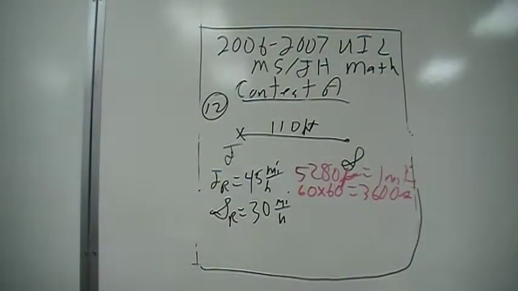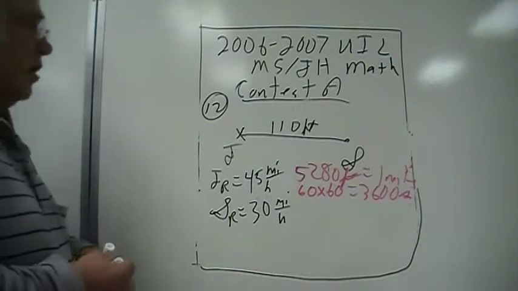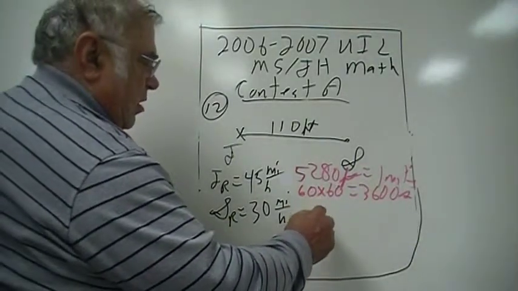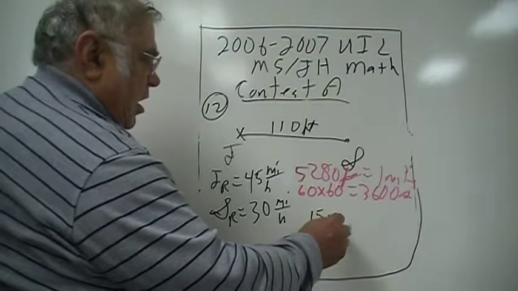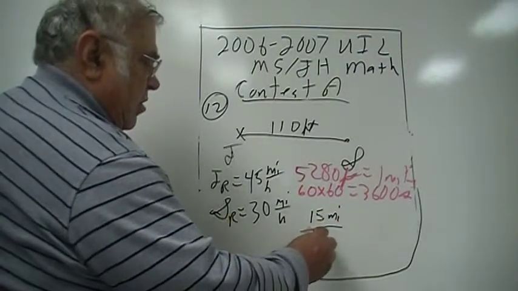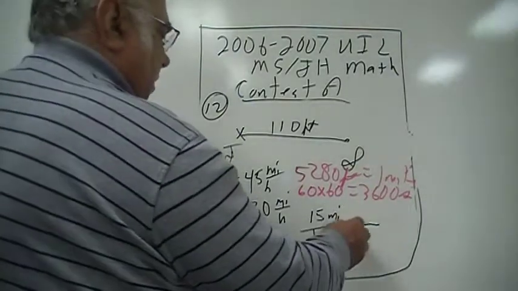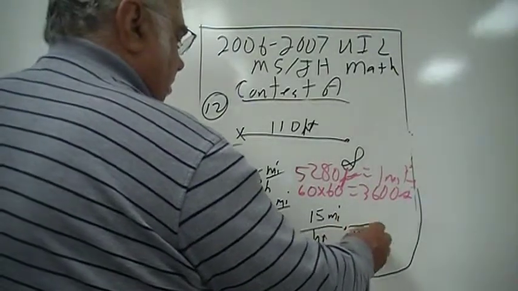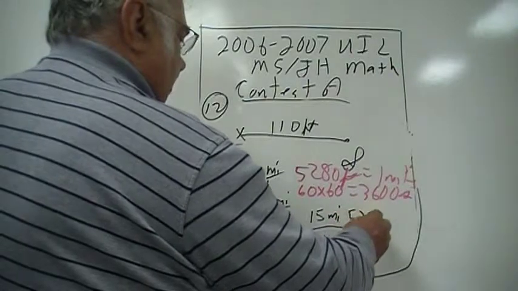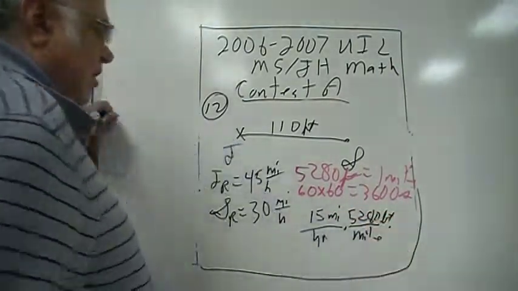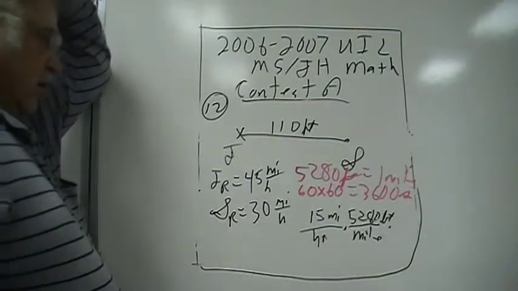And so we set it up like this. You got 15 miles per hour times, well, I want my miles to cancel, so my miles will be here, and my 5,280 feet will be up here, and my seconds are going to be on the bottom, so my hours are going to be up here.